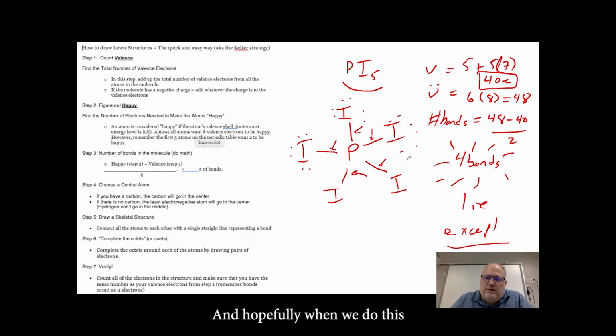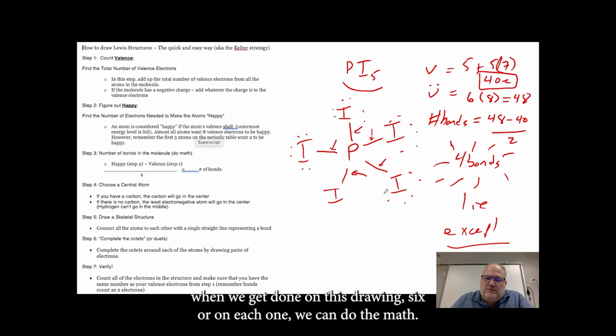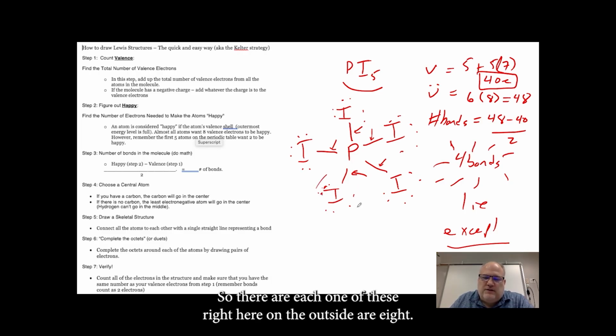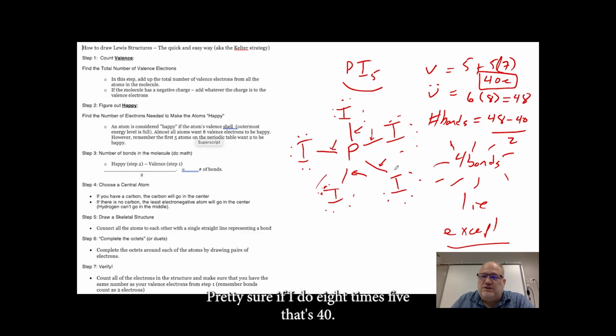And hopefully when we get done, I'm just drawing 6 around each one, we can do the math. So each one of these right here on the outside is 8. So 8 plus 8 plus 8 plus 8 plus 8. Pretty sure if I do 8 times 5, that's 40. So this right here is the correct structure.